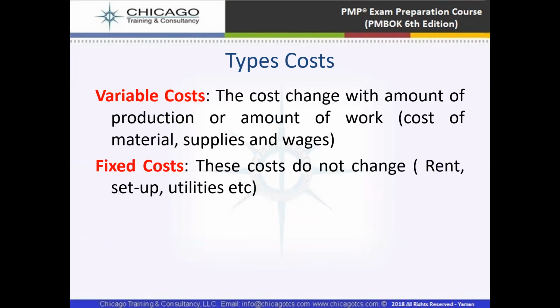And there is variable cost. The cost changes with the amount of production or amount of work, like cost of materials, supplies, and wages. So if the cost changes with the amount of production, it is called variable cost. For example, material costs increase and decrease within some specified time. And fixed costs are costs that do not change, like rent and setup and utilities, or site offices, or lease of land for site offices. Those are fixed costs.